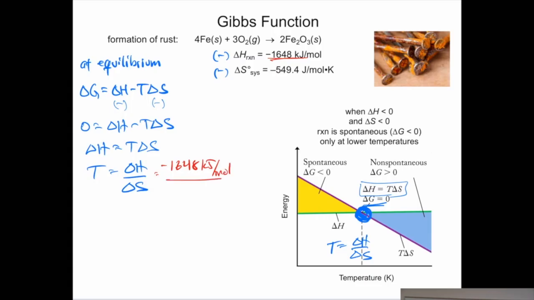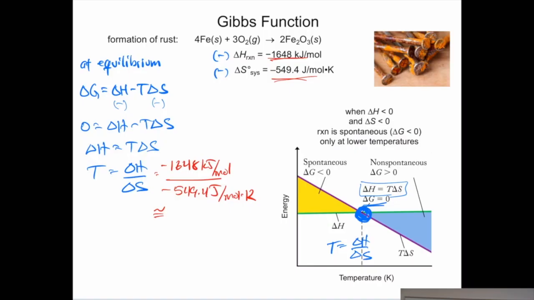What's delta S? It's right here. Negative 549.4 joules per mole Kelvin. Okay? So what does that give you? It's about 3. That's true. What is it when you actually do the math? I thought you had to convert them. You're right. Converting it from kilojoules to joules. That's right. That's the big mistake, okay?